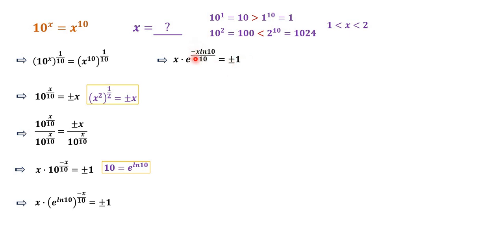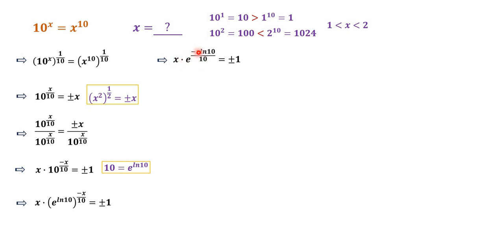Then you see right here the power is negative x ln 10 over 10, and here is x. So this is a non-standard equation, and we have to use the Lambert W function to get the value of x, and so we need to make this equation in the format of a times e to the power of a.